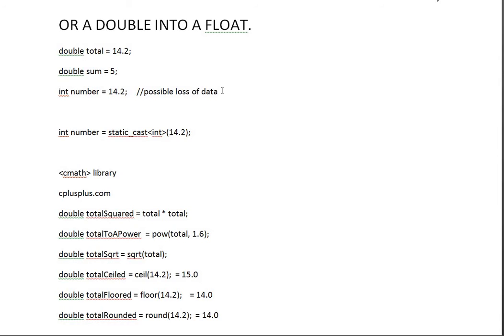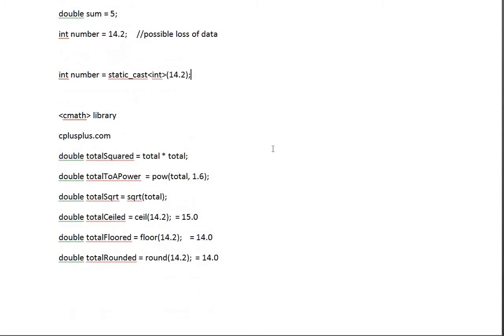Sometimes we do our calculations in a floating point number, but we really want an integer as a result. You would have the same problem if you tried to assign a double into a float. Why? Because a double has twice as many decimal places as a float, and the compiler would warn you of possible loss of data again. Okay, so static cast is something we're going to be doing a lot of in this semester.